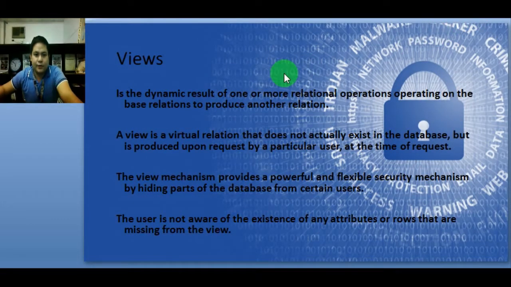Then a view is the dynamic result of one or more relational operations operating on the base relations to produce another relation. A view is a virtual relation that does not actually exist in the database, but is produced upon request by a particular user at the time of request. The view mechanism provides a powerful and flexible security mechanism by hiding parts of the database from certain users. The user is not aware of the existence of any attributes or rows that are missing from the view.